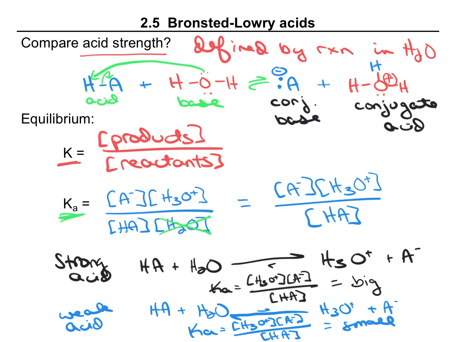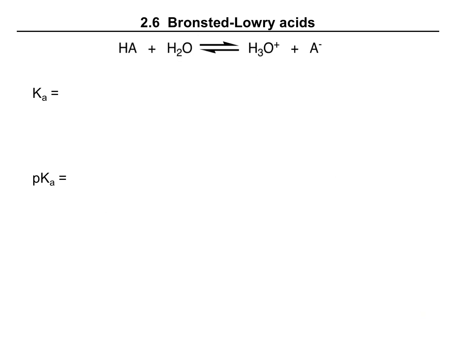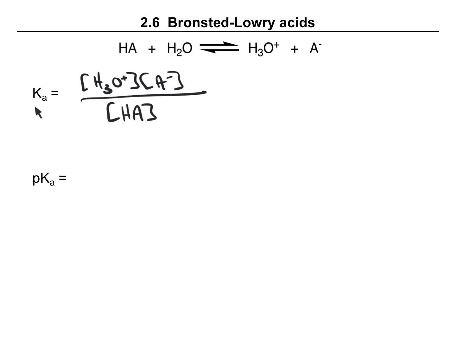So as a first estimate, we can think about a Ka that is big as being greater than 1, and a Ka that is small as being less than 1. So let's continue to think about the acid dissociation constant. Once again, we are considering the concentration of H3O+ times the concentration of A- divided by the concentration of HA, because for any equilibrium constant, we have the concentration of products divided by the concentration of reactants, but we do not include the concentration of the solvent because that's incorporated into the equilibrium constant.